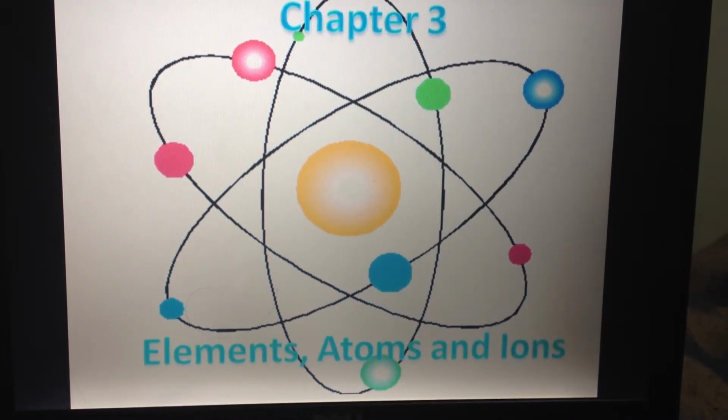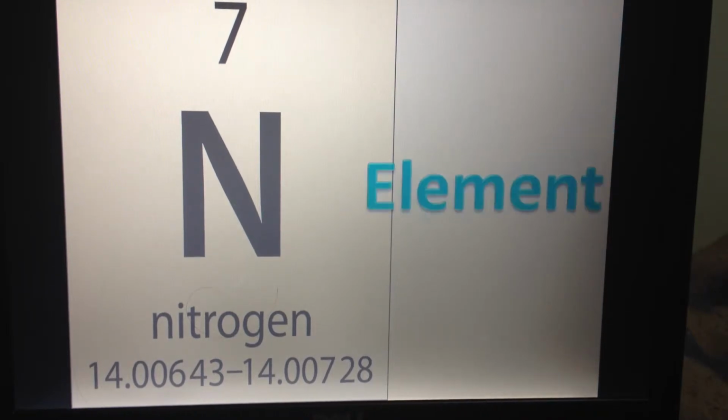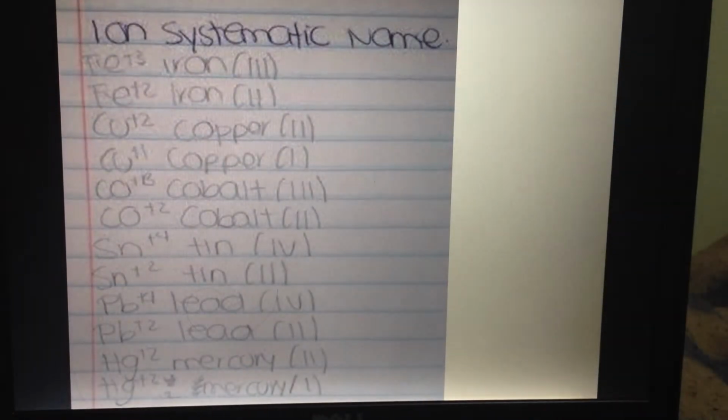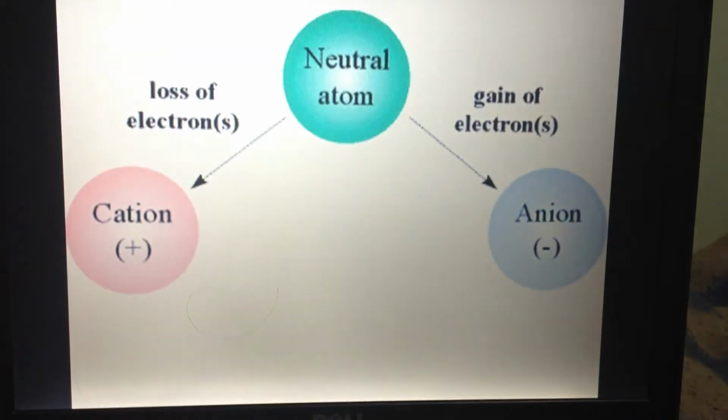Chapter 3. Elements, atoms, and ions. As I said before, an element is a substance that cannot be broken down by chemical means, but also elements are defined by the number of protons they possess. An ion is an atom or molecule which has gained or lost one or more of its valence electrons, giving it a net positive or negative electrical charge.